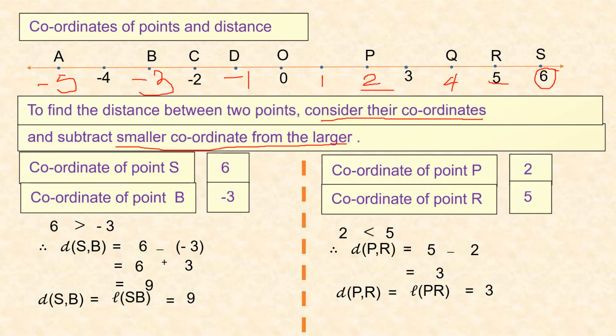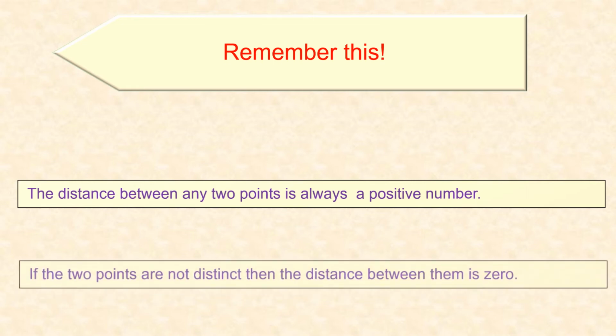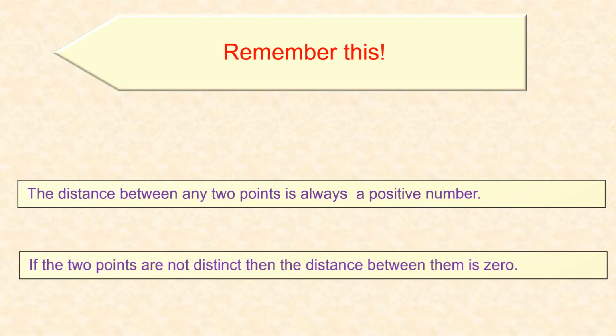Students, you solve the examples from practice set 1.1 question number 1. Remember this. The distance between any two points is always a positive number. If the two points are not distinct, then the distance between them is 0.